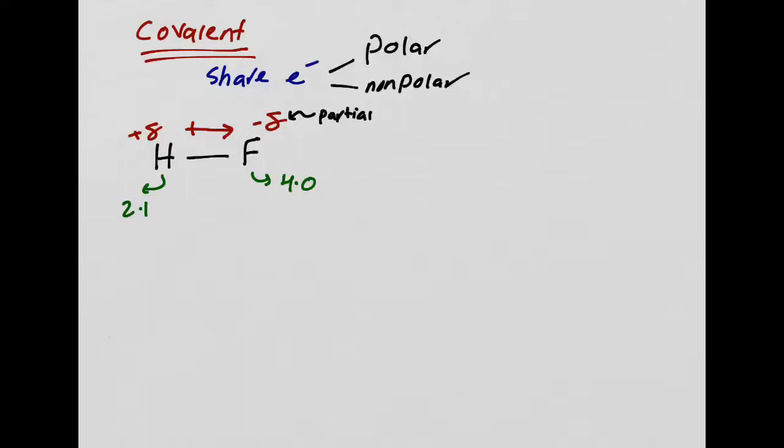Now, what do we call this? We call this polar covalent. Now, what does that mean? That means they are sharing, but they're not sharing equally. They're sharing electrons unequally. They still share electrons, just not equally.